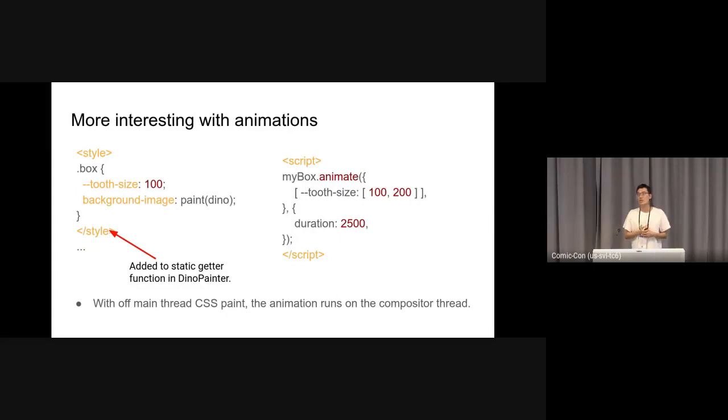And this is more interesting with animations. In the style, in this case, we define a custom property called toSize, and we can add a static getter in the DinoPainter to get the value of that custom property. Then we can animate the toSize defined in that animate function. And with off-thread CSS paint, the animation runs on the compositor thread, not the main thread. So you can imagine that it's similar to an opacity or transform animation. We don't have to interact with the main thread.